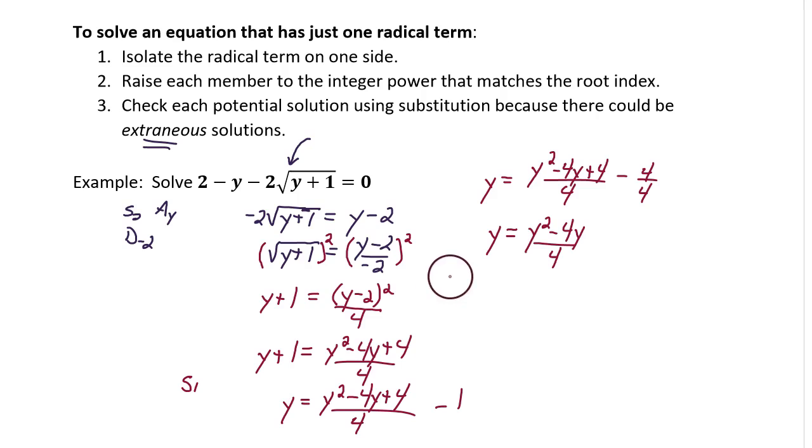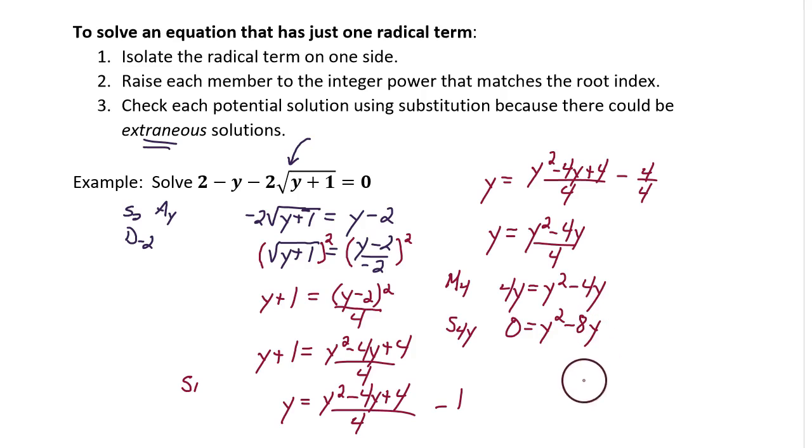Next step, let's multiply the 4 to remove the denominator. We have 4y equals y squared minus 4y. This appears to be a quadratic equation because of the highest degree of 2. Let's get standard form by subtracting 4y from the left side to make a 0 there. We have y squared minus 8y.